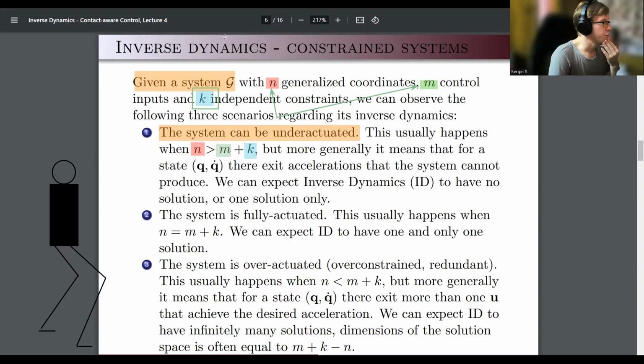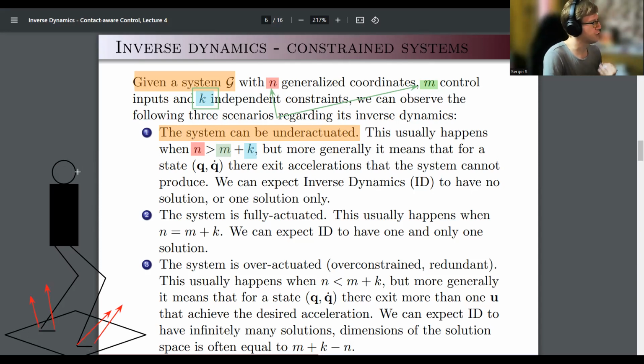Good, but put this robot on the ground, if you have a ground under its feet. Then, because of reaction forces, it can actually change the orientation of the center of mass. It can change the position of the center of mass. So somehow the underactuation goes away.